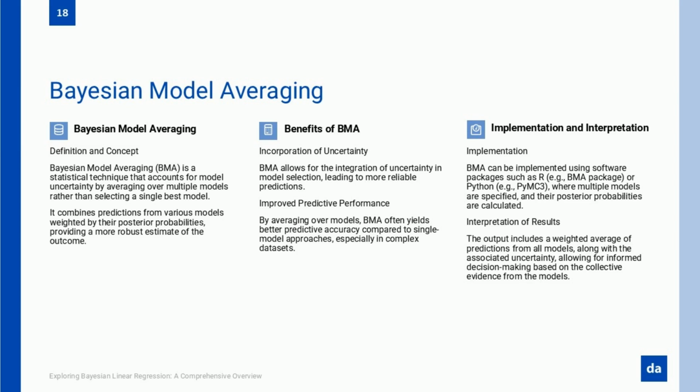Despite these challenges, Bayesian model averaging provides a powerful way to quantify model uncertainty, making it one of the most flexible tools in Bayesian statistics. Instead of treating model selection as a separate step, it integrates model uncertainty directly into the inference process.